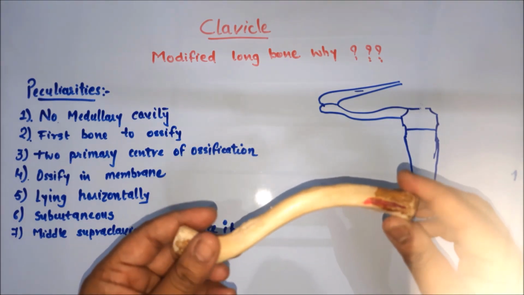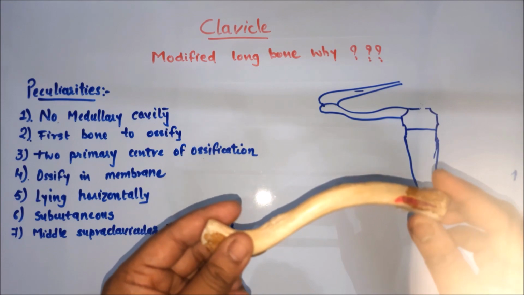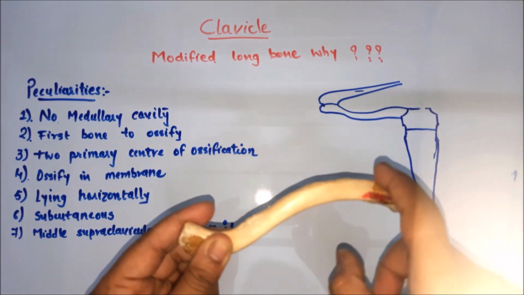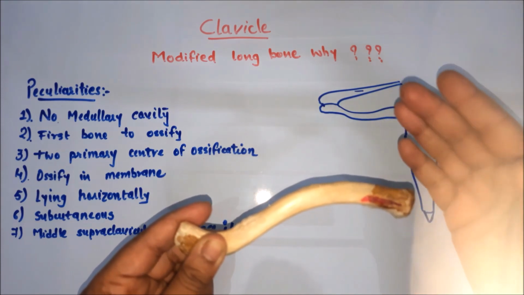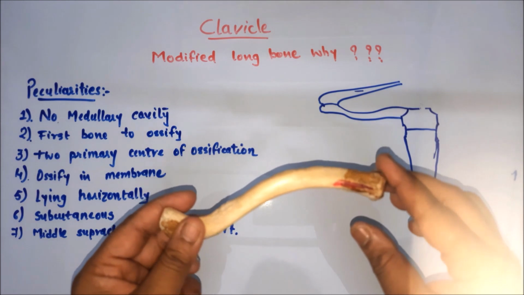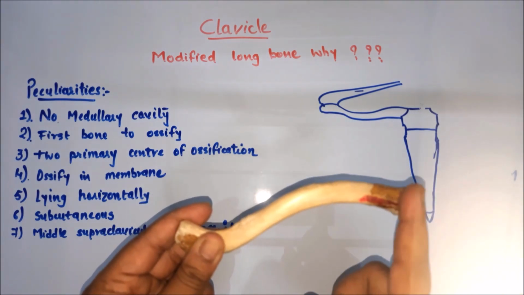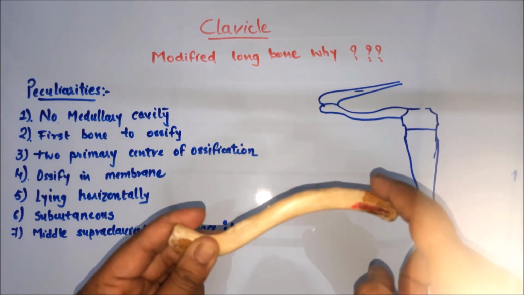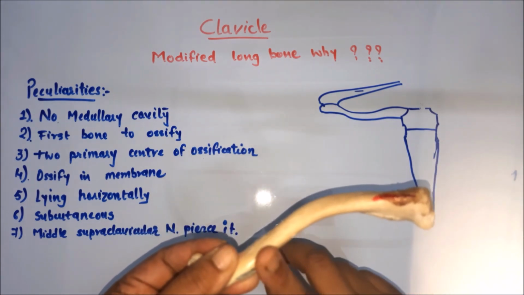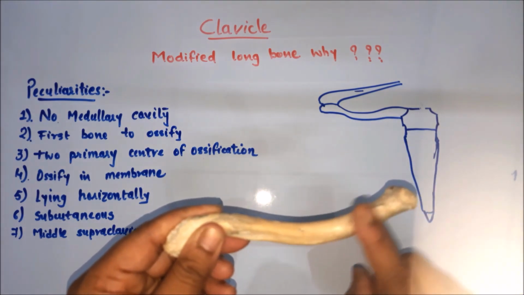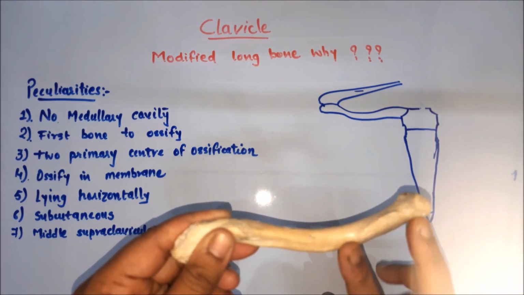Medial end is quadrilateral, and the medial two-thirds of the shaft is convex anteriorly. It has four surfaces. This is the superior surface, which is smooth. This one is the anterior surface, which is convex. This is the posterior surface, again smooth, and this one is the inferior surface. The inferior surface has two features.